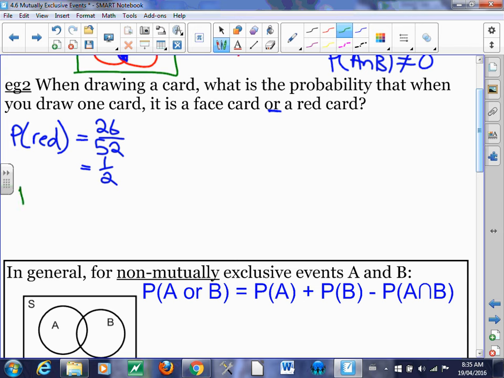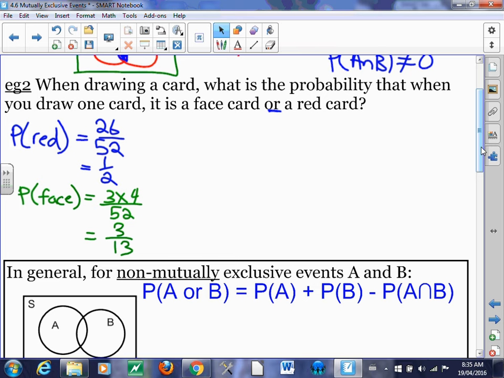Okay, what's the probability of getting a face card? The probability of getting a face card: there's a Jack, Queen, King, so there's 3 of them, times 4, which is 12, divided by 52. So 12 divided by 52 reduces to 3 over 13. What does that mean? Within each suit, there's 3 cards, the Jack, Queen, and King, that can be face. All right, so let's put these two events together.